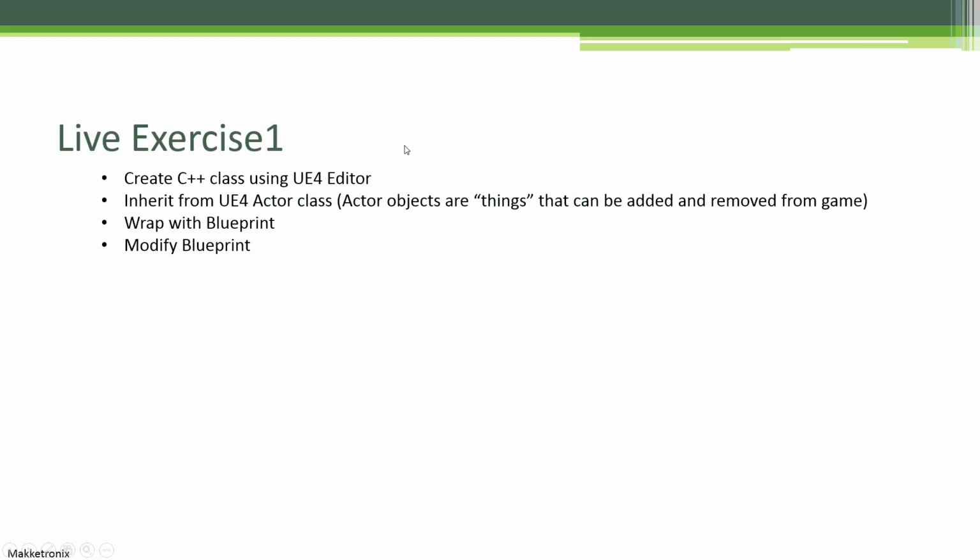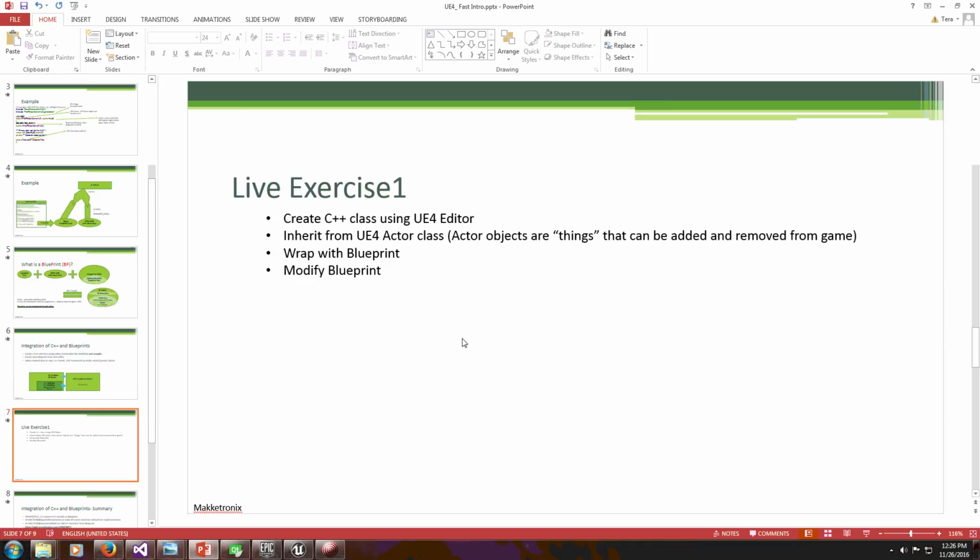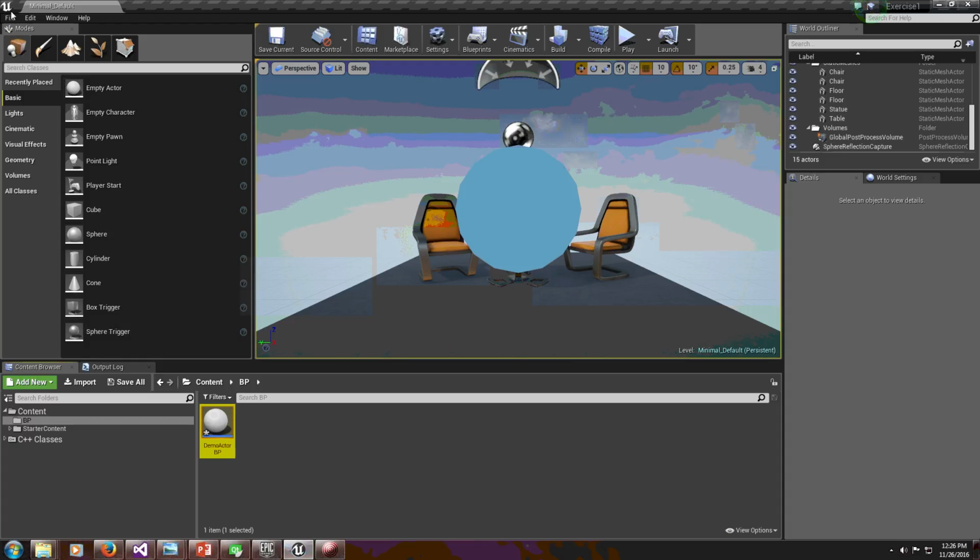So let's do a live exercise. We're going to create a C++ class. We're going to inherit from the actor class. Why actor class? Because we can put that in our editor. We'll wrap it with a blueprint, and we will modify the blueprint. So I went ahead already.